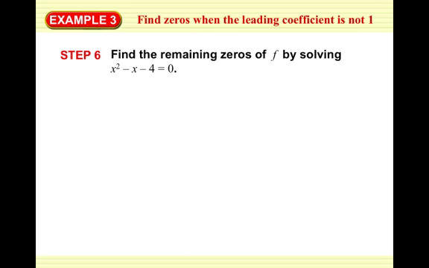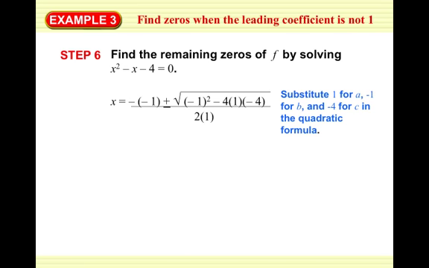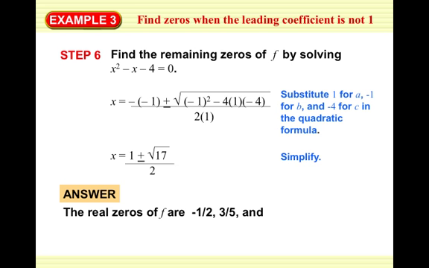Now, x squared minus x minus 4 is not going to be factorable. So we're going to have to use the quadratic formula to find the remaining zeros. So we use our x equals negative b plus or minus the square root of b squared minus 4ac all over 2a. And we substitute in 1 for a, negative 1 for b, and negative 4 for c. And we simplify and we get 1 plus or minus square root of 17 over 2. Those are irrational zeros, okay?